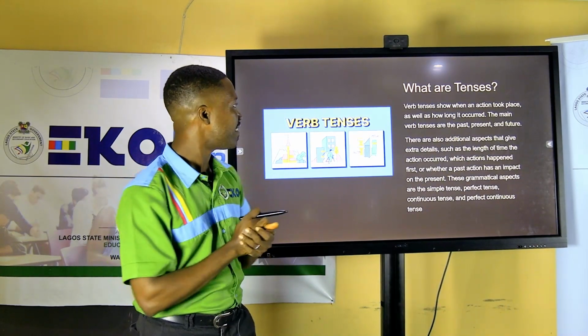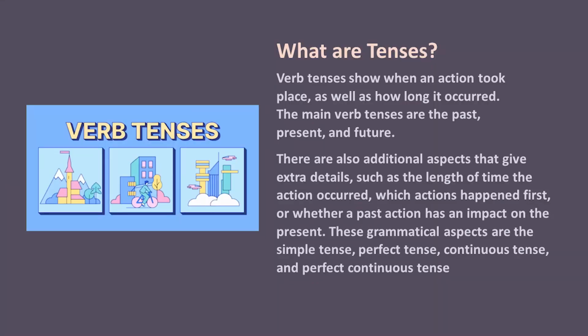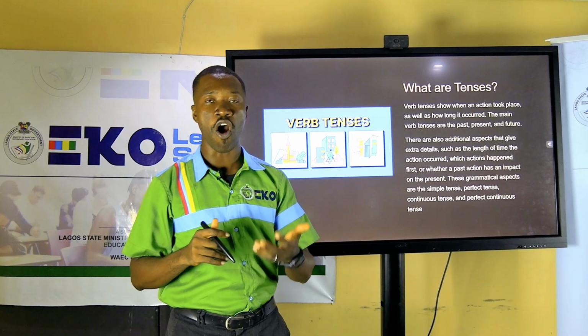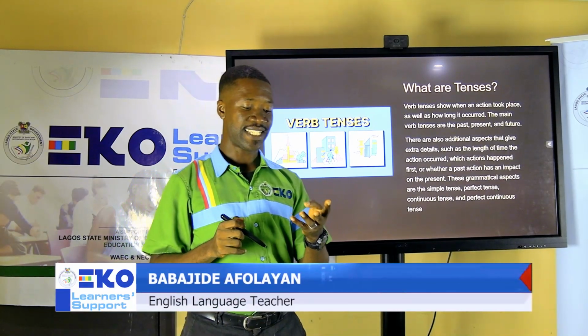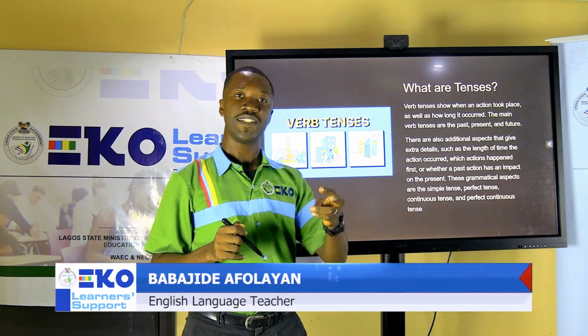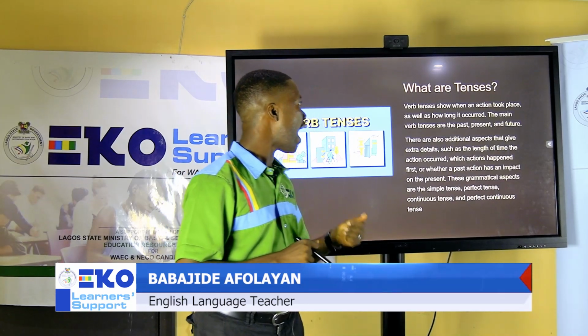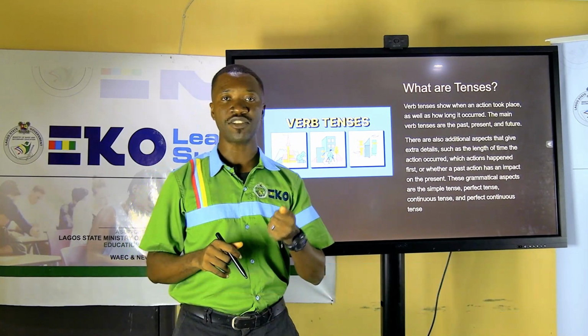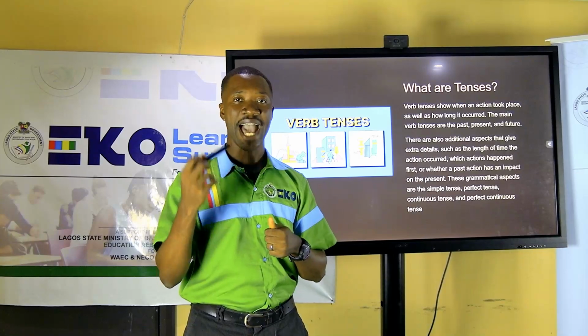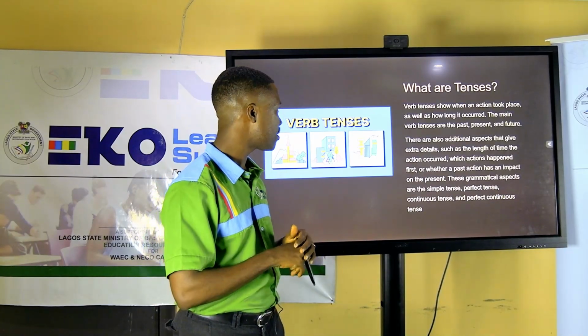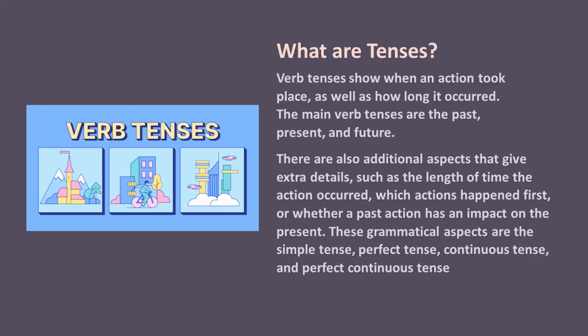When we say tenses, verb tenses show when an action takes place, and their actions occur when it is now, yesterday, or maybe tomorrow. And so our tenses have to do with when the action took place. The main verb tenses are the past, the present, and the future.